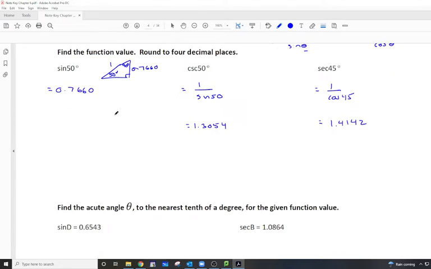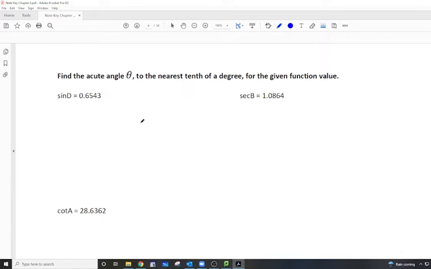And so the way we do this is that the question would be written like this. It would say sine of D is equal to 0.6543. We want to solve for angle D. What we do is we use a special button on our calculator. It's the inverse sine button.